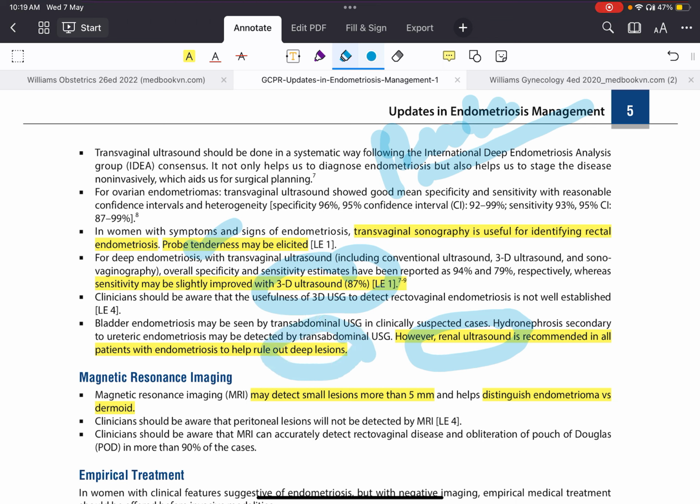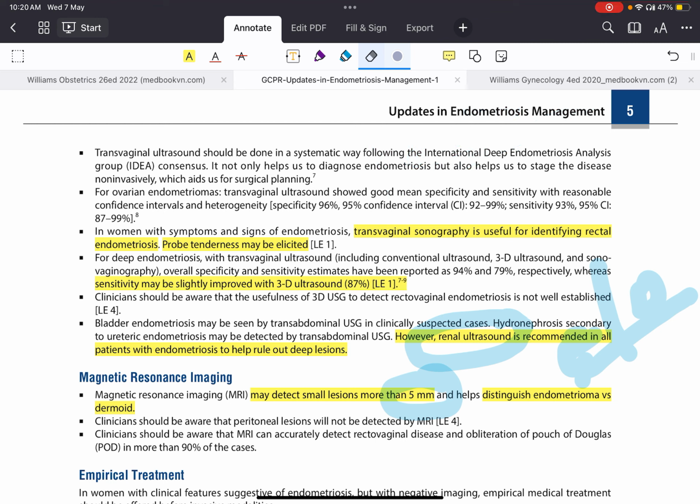deep lesions. MRI is generally not done, but if MRI is done, it adds on to the ultrasound. It detects lesions more than 5 mm. Endometrioma or dermoid, we can differentiate by means of MRI. So generally it adds on to the ultrasonic findings. That's important. More than 5 mm, we can find out the endometrioma.